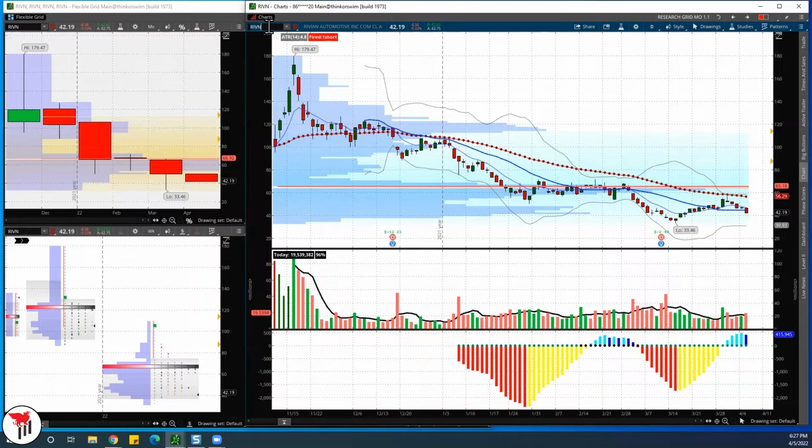Momentum 42, 40 for 33. So RIVN under 42, under 40 for 33, a new all-time low. Where do we flip it? Once we start seeing 56.29 or we hear some news, like real news, okay?